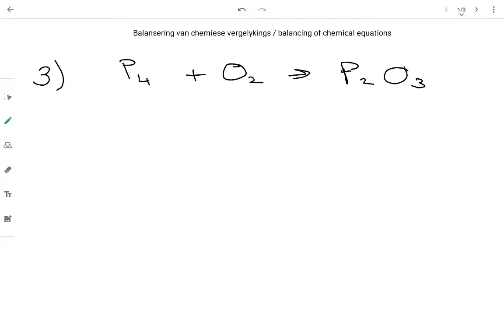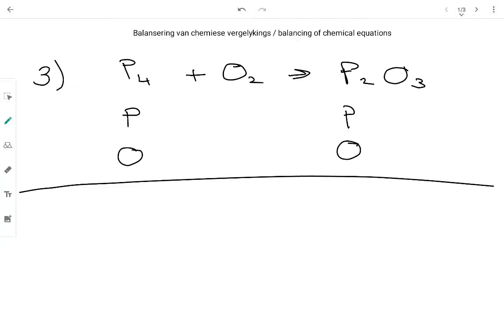Now, step number 2 tells us that we need to count the amount of atoms of every element on my left-hand side as well as on my right-hand side. So let's have a look. On my left-hand side, I have phosphorus and I have oxygen. And on my right-hand side, I have phosphorus and oxygen. I'm just going to draw a line in the middle of the page where I can do method number 2. Method number 2 is where I will be explaining by drawing the different atoms.